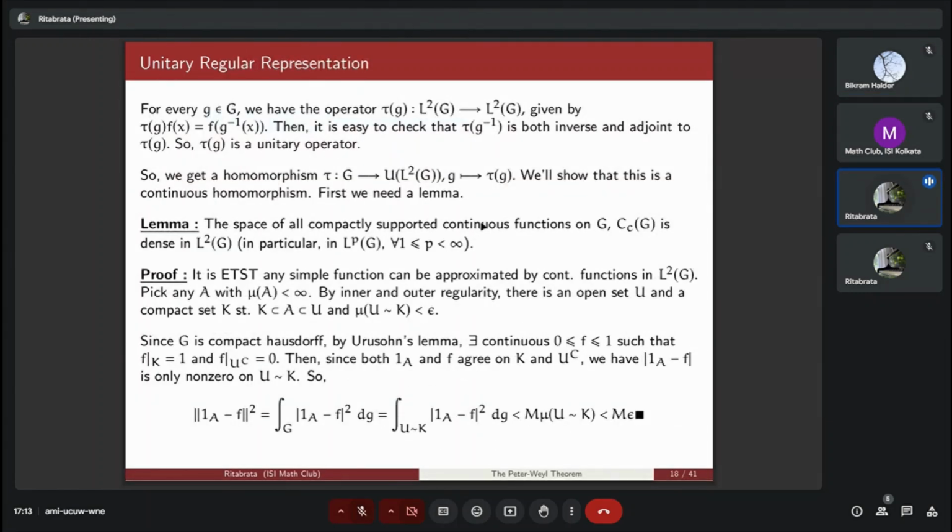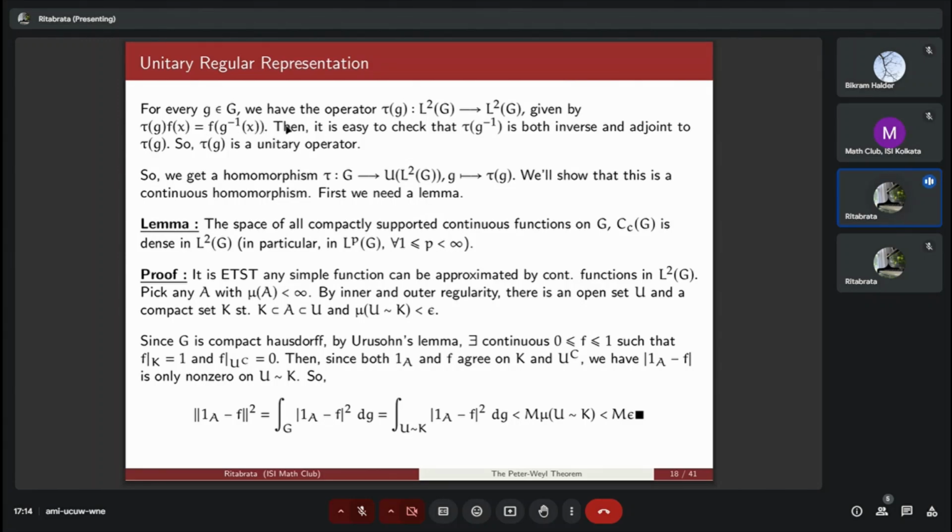Now what we want to do is define tau to be the action of the group G on the space L2(G). Tau of G will give us a representation. We're trying to make L2(G) into a representation of G, and we'll do that in the following way. For every group element G, we have the operator tau of G from L2(G) to L2(G): given any square integrable function f, we define tau of G of f at x to be f of G inverse dot x.